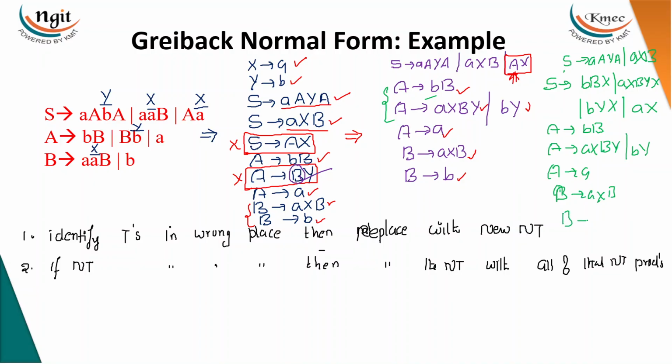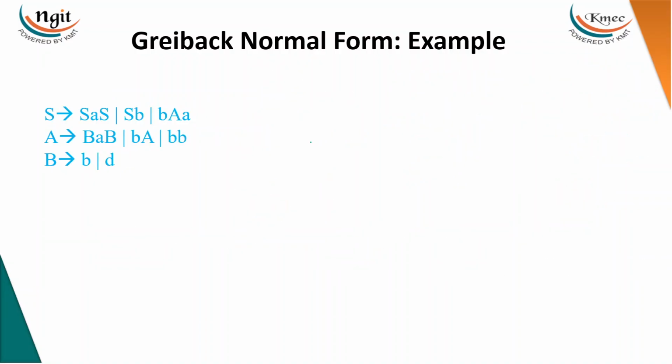And B tends to B. That's it. See? Now all are in GNF. Right, but you have to do it one by one. Don't replace A with A and B at a time with all of its productions. If you are having such 3 or 4 non-terminals, do it one by one, no problem. You do it one by one, definitely you'll get the answer. But don't do all at a time. Okay. So let me go with one more example which is given here.